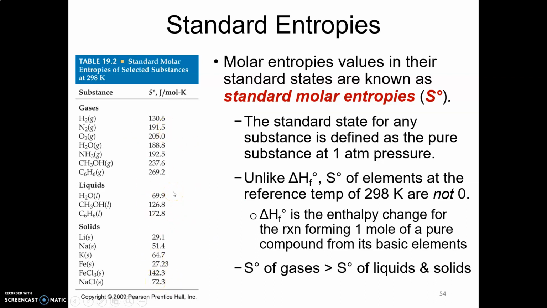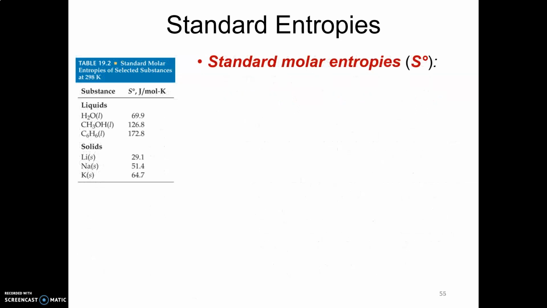Right off the bat, let's find H2O. So we have H2O gas here. As a gas, it's 188.8, but H2O liquid is 69. So what do you notice? Gases are going to have higher standard molar entropies than liquids, which are going to have higher standard molar entropies than solids in general. What are some other trends that we could pull off?